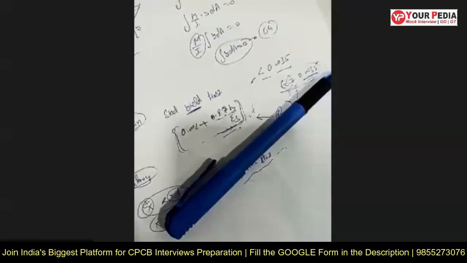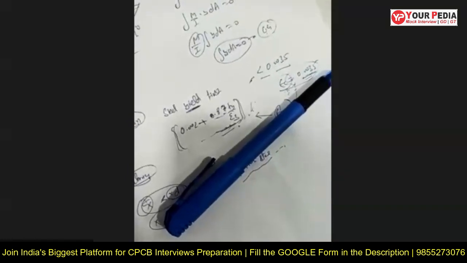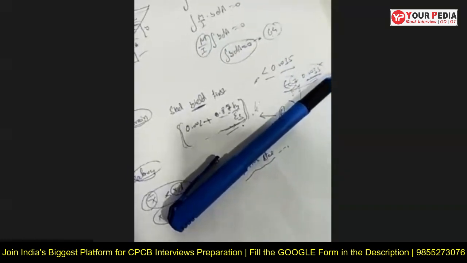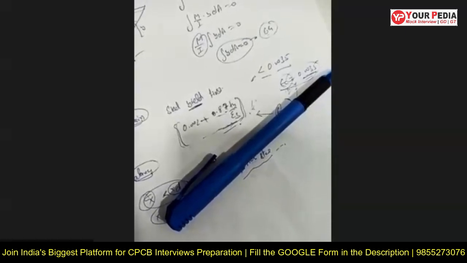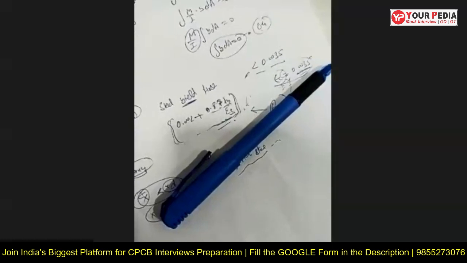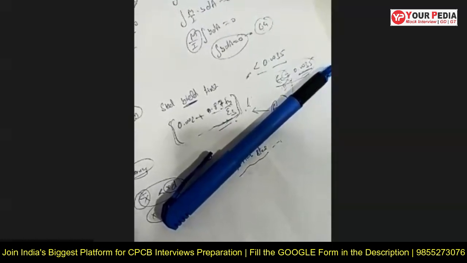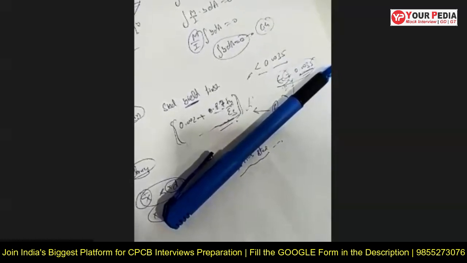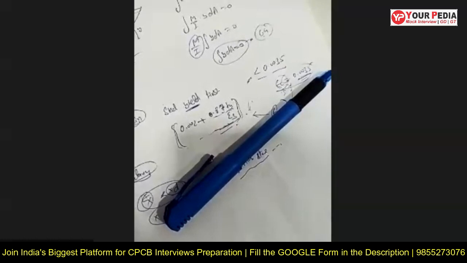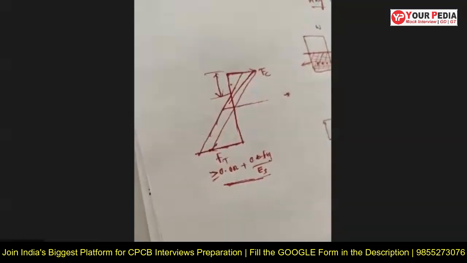Strain in steel can be more than this limiting value, and the steel will not fracture. But we assume that the steel will fail. If the value comes out to be more than the permissible value, we say the steel has failed. The member has failed.